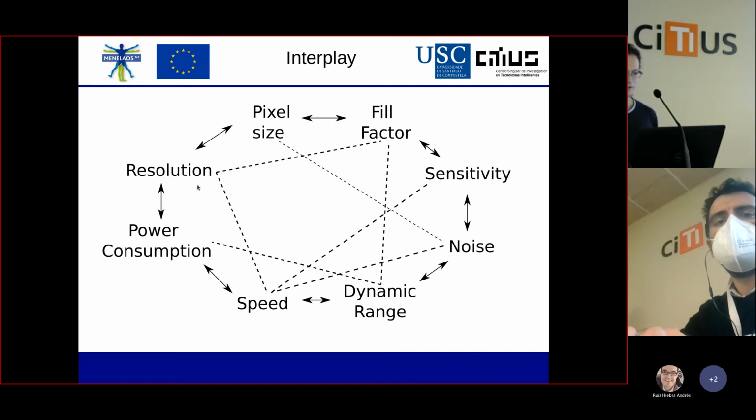So the lower the noise, the higher the dynamic range. Also, we can see that resolution might be related to pixel size and power consumption because the more pixels you have, you will also need to transmit more data, which will increase power consumption.